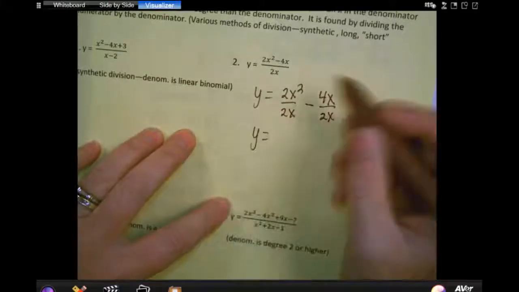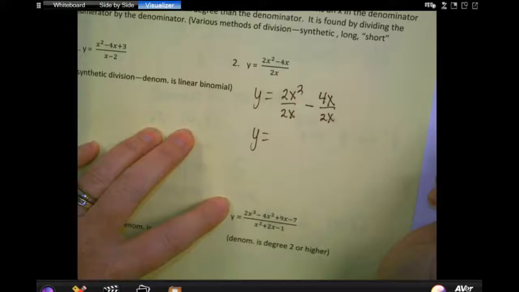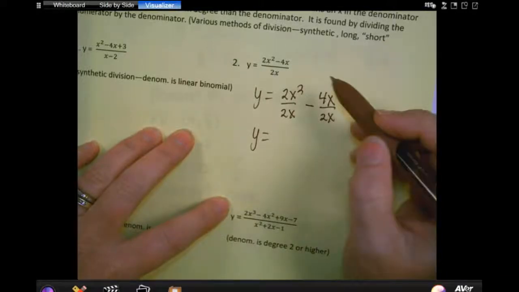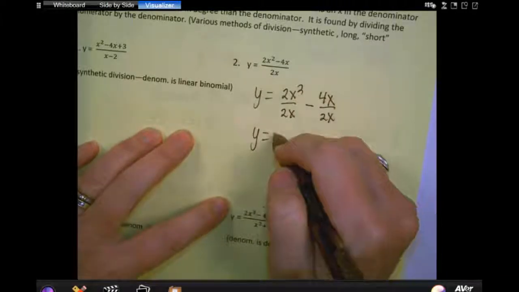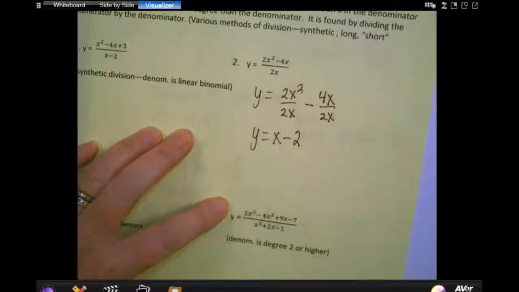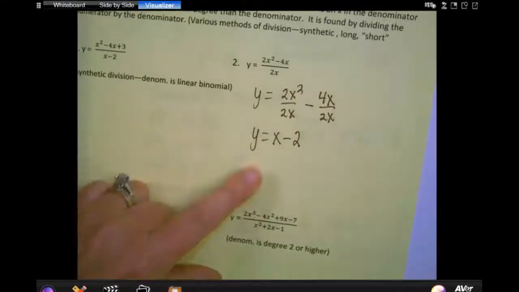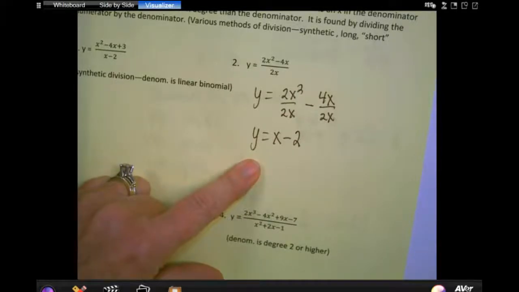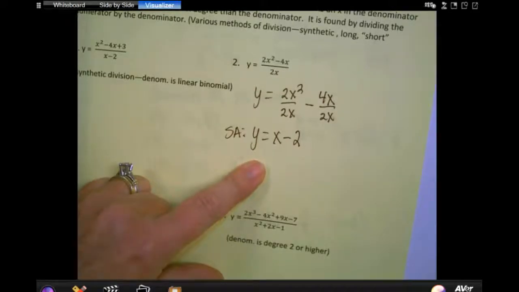It is cute. So 2 divided by 2 is 1. X squared divided by x is x. 4 divided by 2 is 2. And the x's cancel out. What is this an equation for now? It's an equation for a line, your slant asymptote. Isn't that fun? Look at that. Look how easy that was.